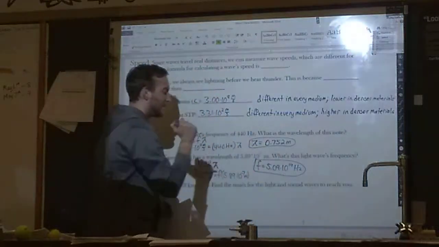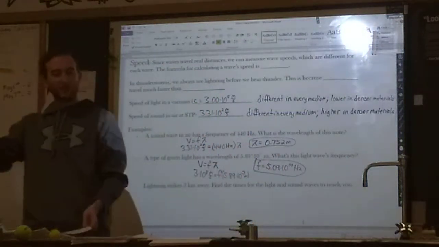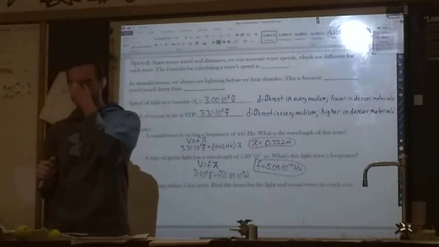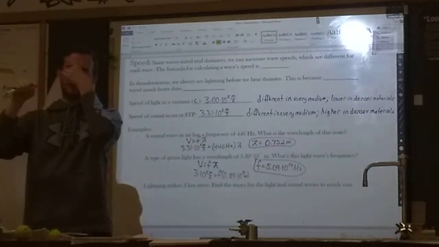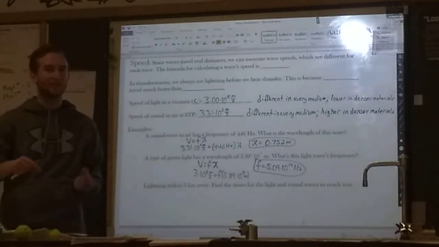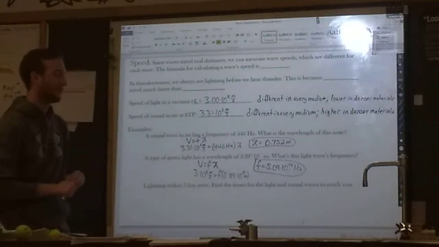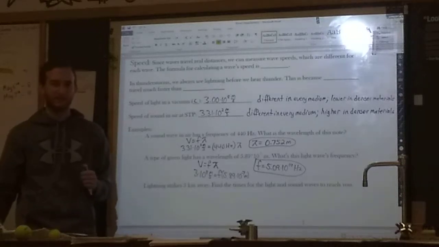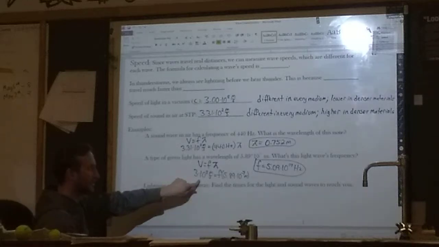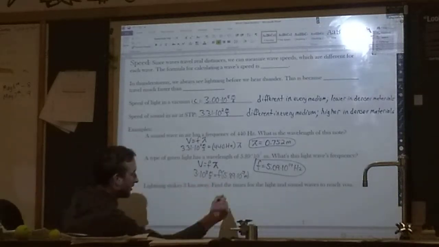What does this mean? This means that light goes through its cycle 5.09 times 10 to the 14th times per second. That is, let's see, billion, trillion, 50 trillion times per second the light wave is going through its cycle. Like I said, you can't even imagine that number, okay? The reason that's so big is because look at the size of these numbers. This is really big, that's really small.